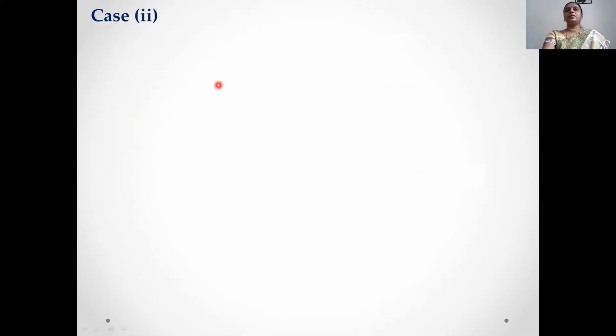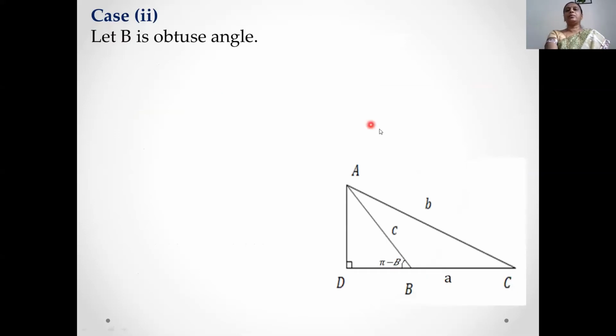Now consider case second. Suppose B is an obtuse angle. Consider this triangle ABC. Here I have taken B as an obtuse angle. Then you extend this side BC, and draw perpendicular AD on this extended side BC.